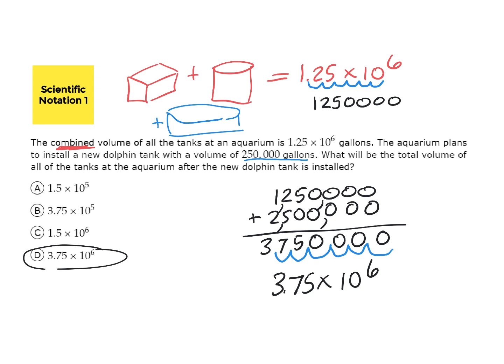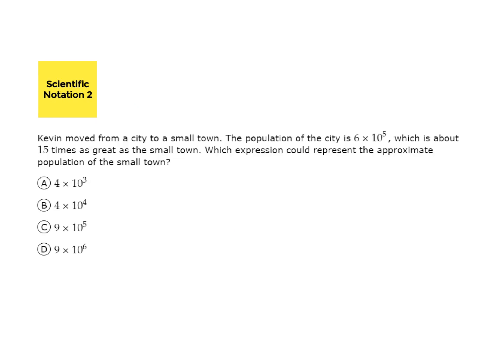Keep in mind, scientific notation always needs to have the first number between 1 and 10. The exponent is positive if it's a big number, and it's negative if it's a tiny number like a red blood cell. Okay, let's look at our next one.